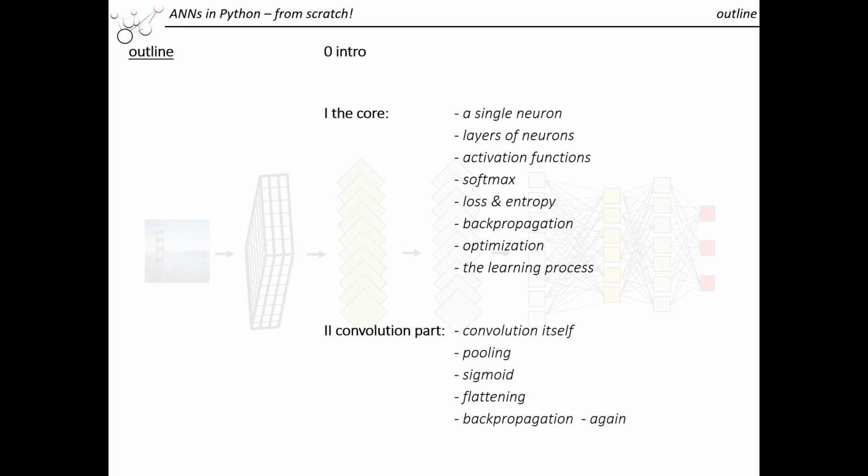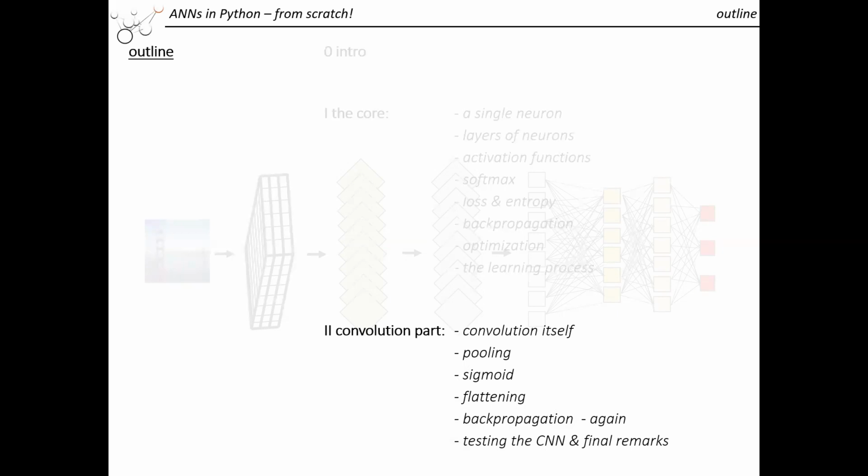And of course, after we're done with this part, we have to implement the backpropagation for all those different layers. So we have to talk about backpropagation again. And at the end, of course, we want to test our convolution neural network. And I also want to make a few final remarks about the training process, particular biases you can have and things you have to be aware of. So therefore, let us now start with the convolution part.